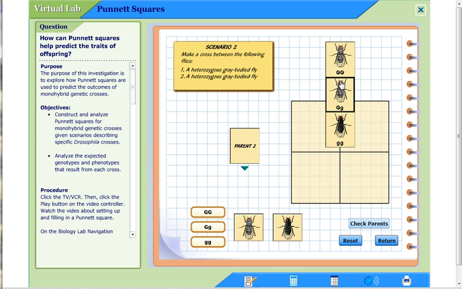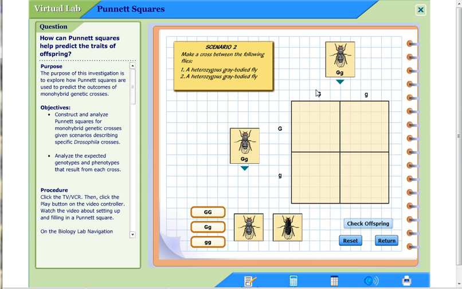So heterozygous, gray-bodied right there. That would be homozygous gray-bodied. This was heterozygous gray-bodied. Here's homozygous black-bodied. So we want this guy right here, and they're both the same. So the other parent is going to be that one as well. So we check parents, and that fills it out for us.